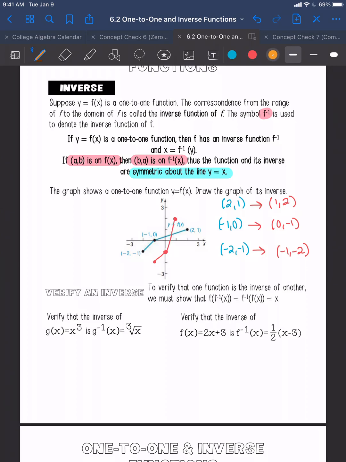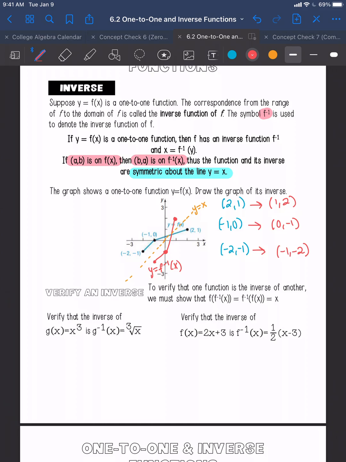All right, and if we sketch in the line y equals x, that would be this line here. So you can see that the inverse and the original function are symmetrical about that line y equals x.